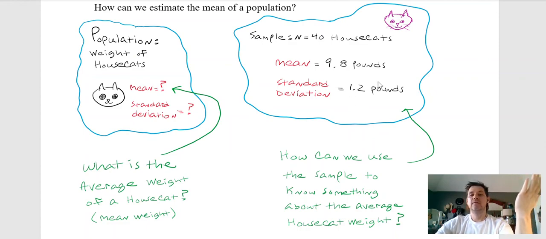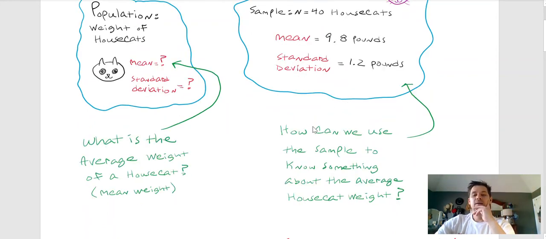Now, what can this tell me about what I want to know? Because what I want to know is what is the average weight of a house cat. Maybe they're developing some kind of veterinary drug, some medication, and in order to market the dosage correctly, they need to know about how much a house cat weighs. I want to know what the average weight of a house cat is. And how can my sample of 40 house cats, with the mean and standard deviation calculated, tell me that? That is the problem, the question that we're going to explore today.